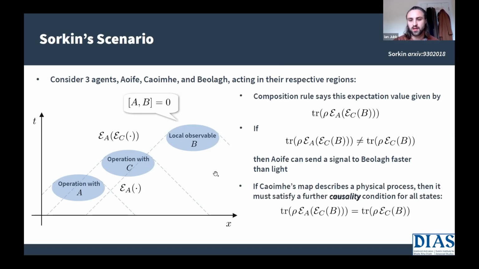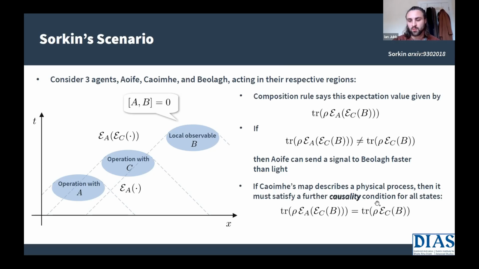But of course, if Quiva's update map EC is actually describing some real physical process that Quiva can do in this region, then it definitely can't enable such a causality violating dependence of the expectation value up here on operations such as the one down here that are space-like to it. And so for Quiva's map, this equality must be satisfied.